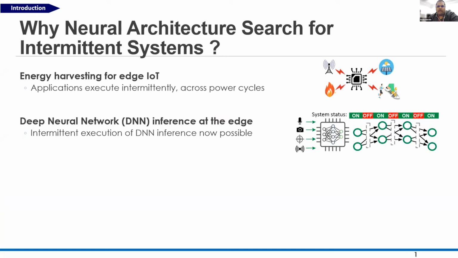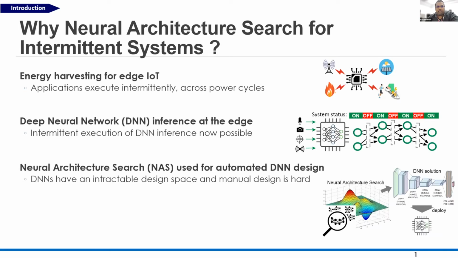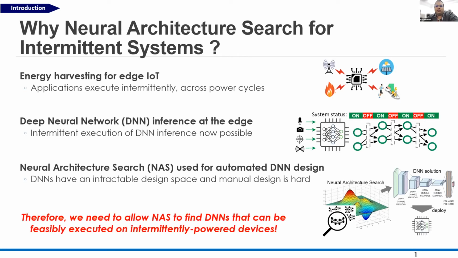As deep neural networks have an intractable design space, the process of DNN design is typically automated using neural architecture search techniques. So therefore, the intermittent-aware neural architecture search is a novel and crucial problem to solve to support intelligent and batteryless edge devices.